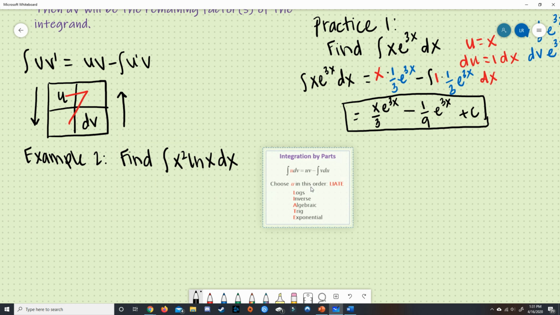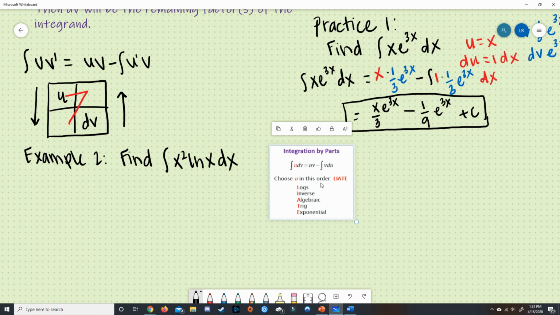So integration by parts, this is a cool little mnemonic for how you can choose the order of your u. So LIATE. Choose logs first, then inverse functions, then algebraic functions, then trig functions, then exponential functions. That's how you want to choose your u's in this order. So this is pretty cool. If you want to pause the video and write that down so that you have it, you can.